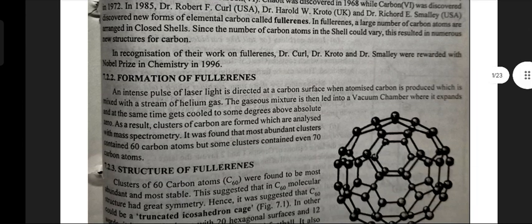In recognition for their work on fullerenes, Dr. Curl, Dr. Kroto, and Dr. Smalley were awarded the Nobel Prize in Chemistry in 1996.